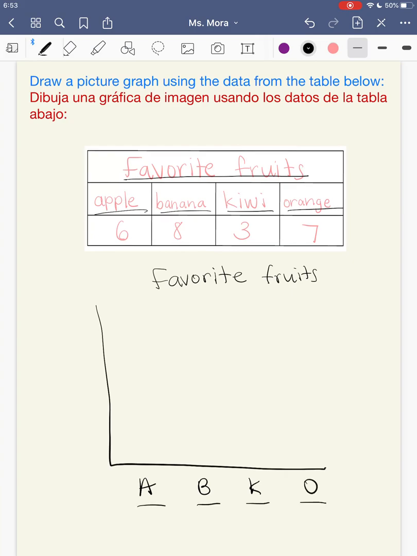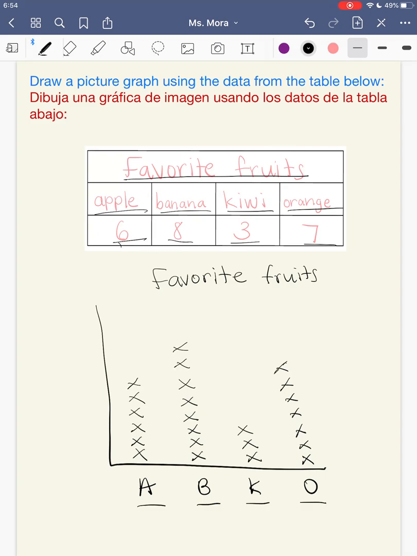Alrighty. And then I'm going to fill in my X's. So 6 people like apples. 1, 2, 3, 4, 5, 6. 8 people like bananas. 1, 2, 3, 4, 5, 6, 7, 8. 3 people like kiwis. 1, 2, 3. And 7 people like oranges. 1, 2, 3, 4, 5, 6, 7. Okay? And here is my picture graph.